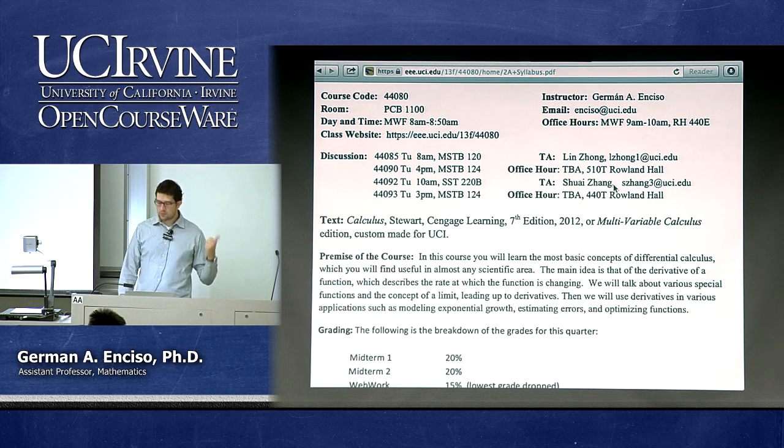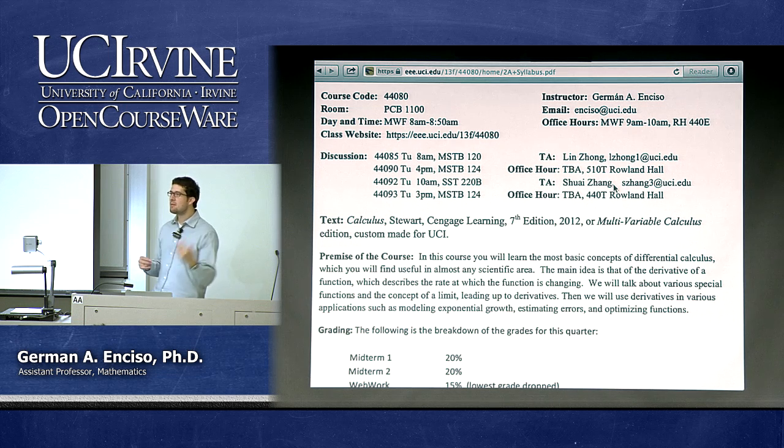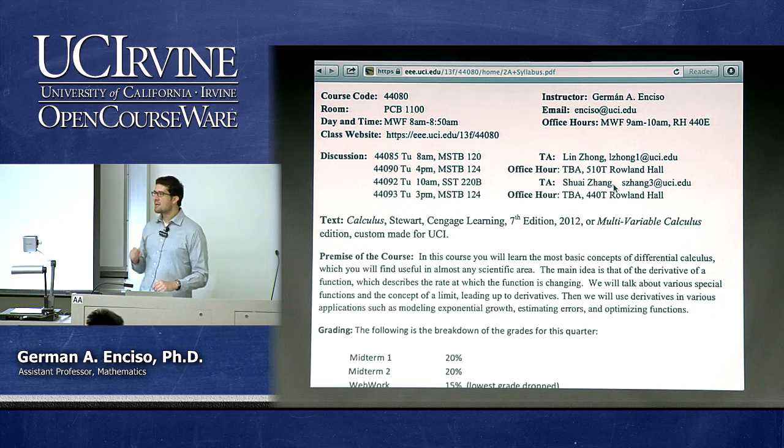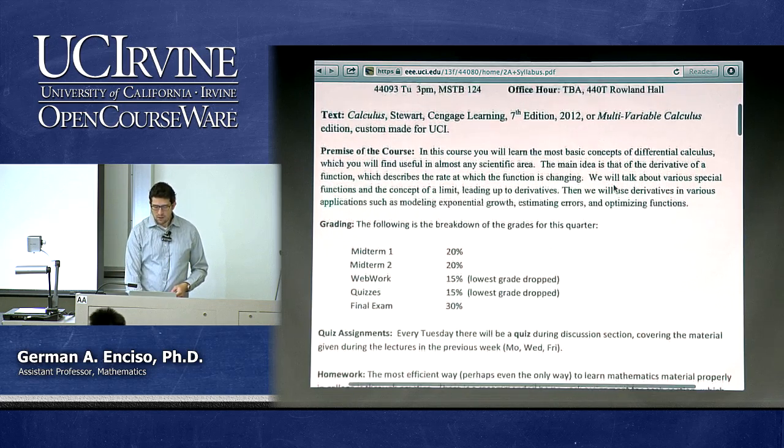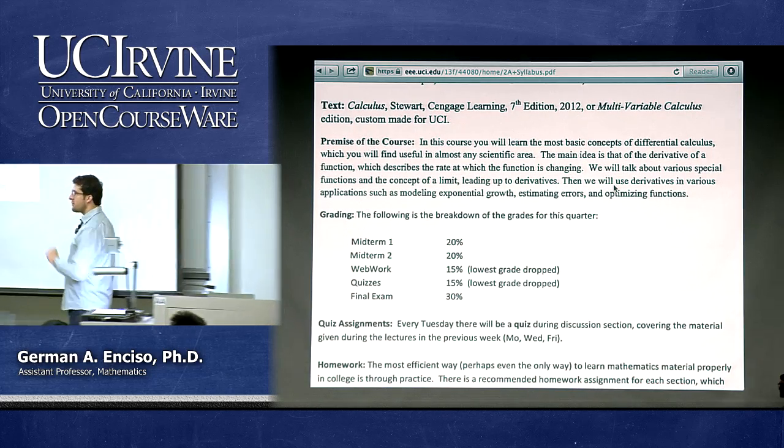And that includes modeling exponential growth, estimating errors in functions. Sometimes you don't know exactly the value of x, but you know the function. You want to find out f of x, you can use derivatives. And optimizing functions. Sometimes you want to know the maximum of a function or the minimum, okay? That can be very important to, for example, optimize productivity in a factory. If you have a factory of chairs, you want to know how many chairs you should be making to optimize your profit, you can use calculus. Okay. There's going to be 2 midterm exams.